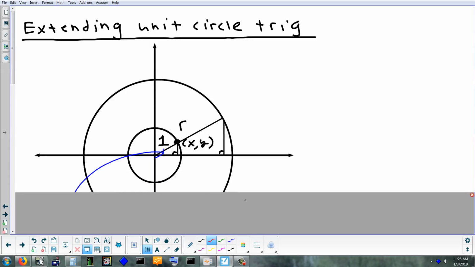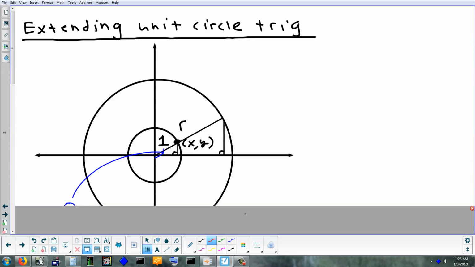But let's take a look at this. What I've drawn here is two circles, one inside the other. And the smaller circle, that's a unit circle. If we have a unit circle, what does that mean the radius is?